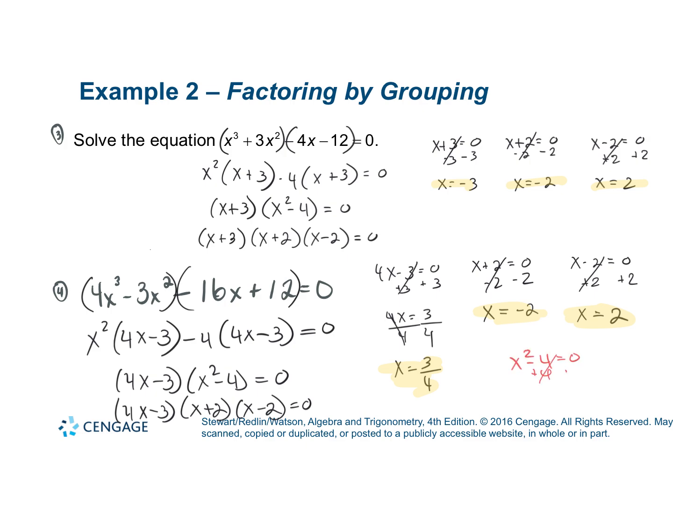You can add the 4. You're left with x squared is equal to 4. When you take the square root, you end up with x is equal to plus or minus 2. So it will be the same thing if you separate them or not. You just cannot forget the plus or minus.